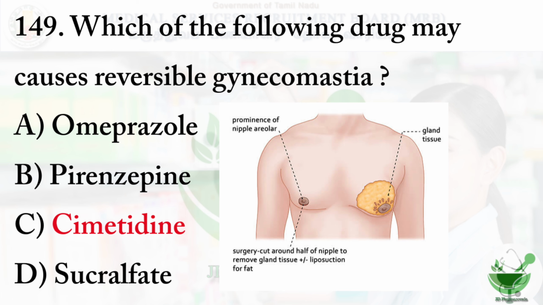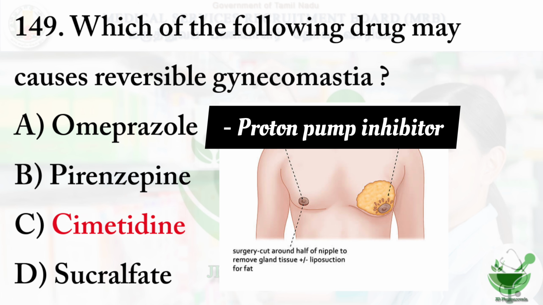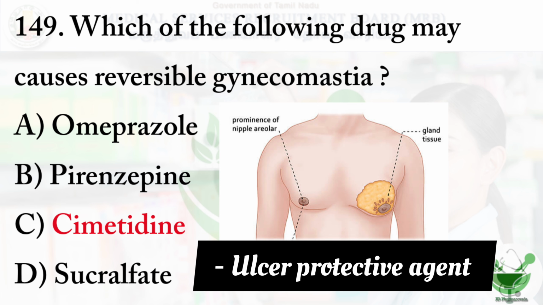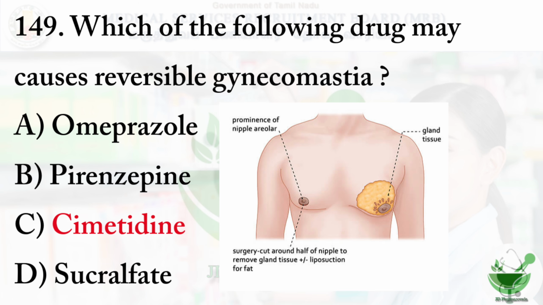So other options: omeprazole is a proton pump inhibitor; pirenzepine is an M1 muscarinic selective antagonist used to treat peptic ulcer; sucralfate is an ulcer protective drug which acts locally in the acid environment with HCl in the stomach to form cross-linking or a paste-like material. Thus it protects the intestinal walls.